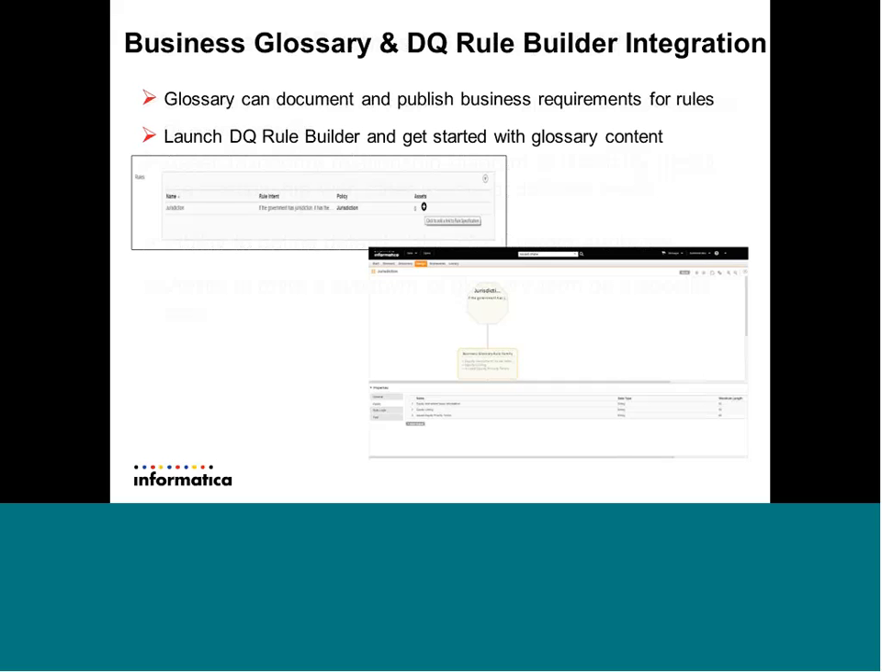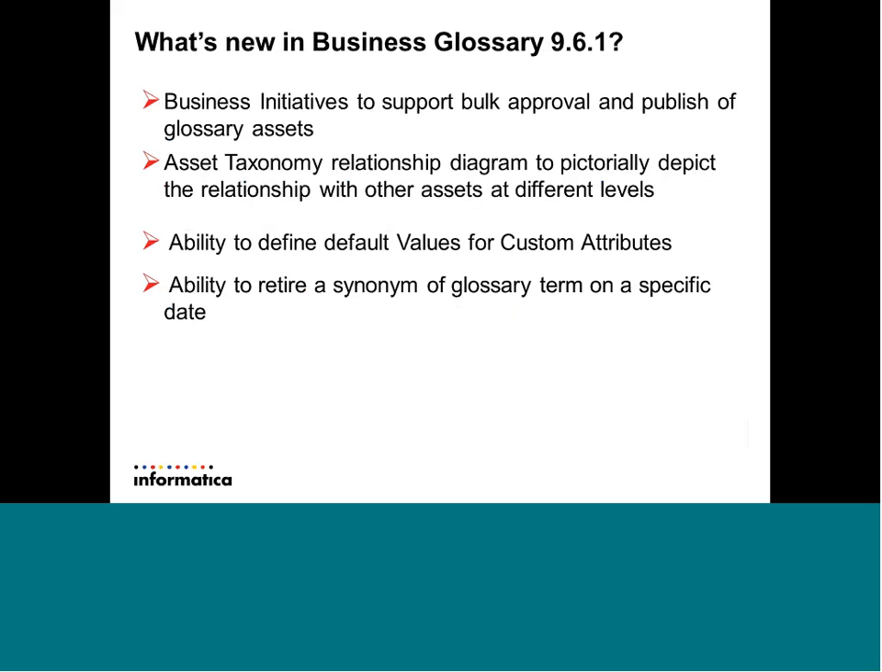And we also have an asset taxonomy relationship diagram to pictorially depict how the assets are related to each other at various levels. And we have some of the other smaller features like the ability to define default values and also retire a synonym on a specific date. Those are the new features that are available in 9.6.1.